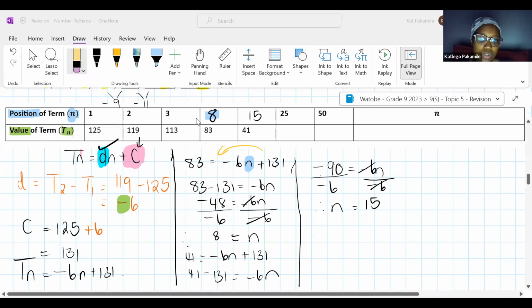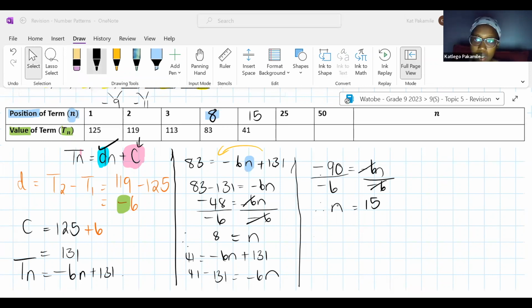I just want to tell you something very important. Just remember to start with saying T25. What you did after that was correct, but you have to tell me what you're doing. You must tell me term number 25 is negative 6 times 25 plus 131. And how much did you get? I got negative 19. 19. Thank you. That is correct.